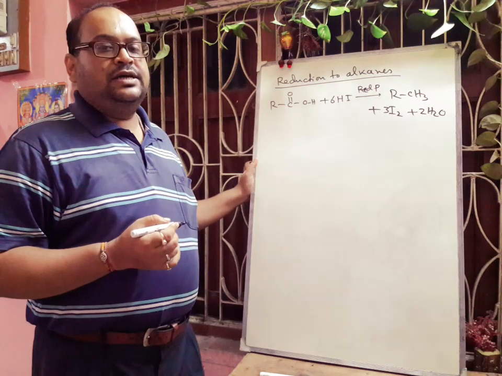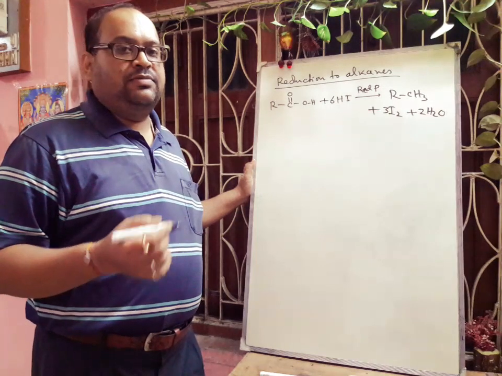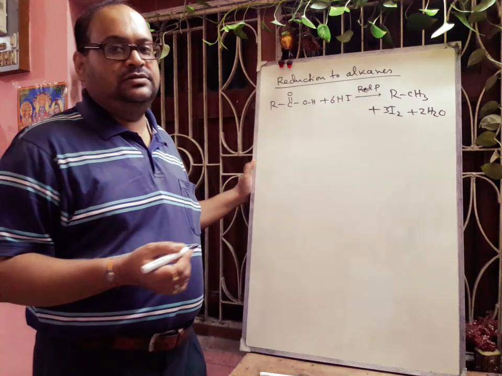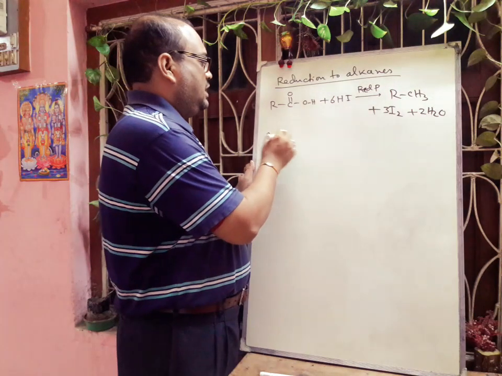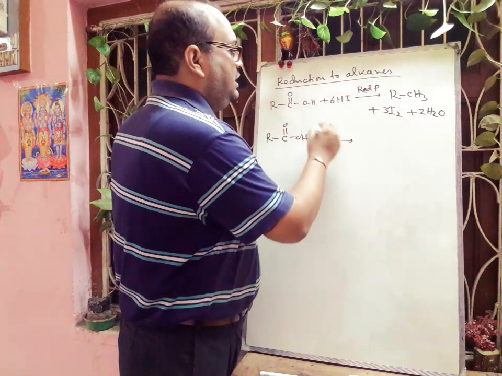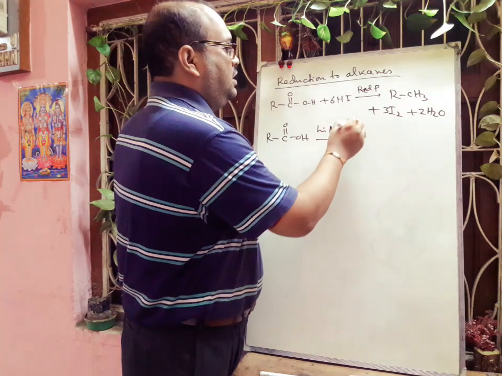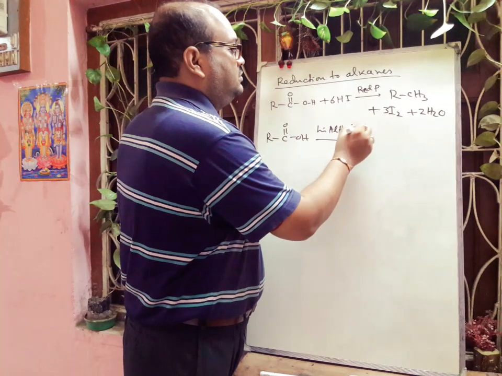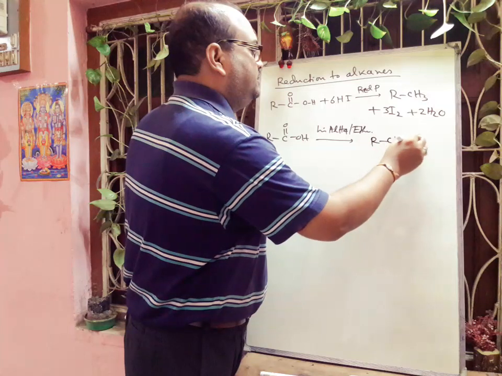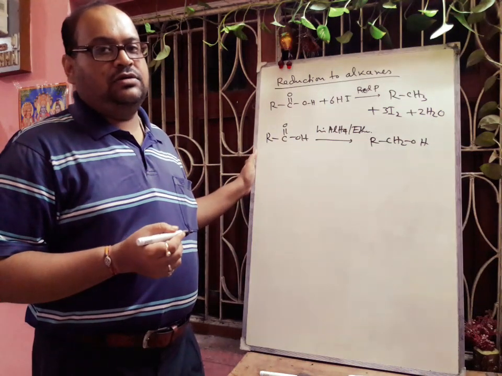Next we will discuss reduction to alcohols. If we take the carboxylic acid RC double bond OH and use the reagent lithium aluminum hydride in tetrahydrofuran or ether, then it will produce RCH2OH. So this reduction of acid will produce the corresponding alcohol.